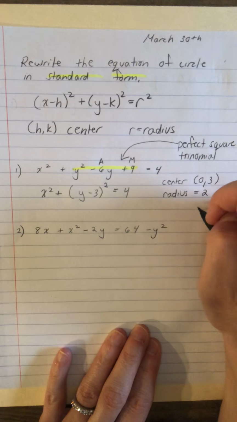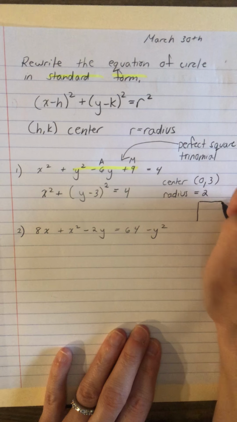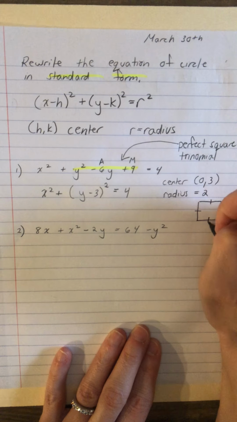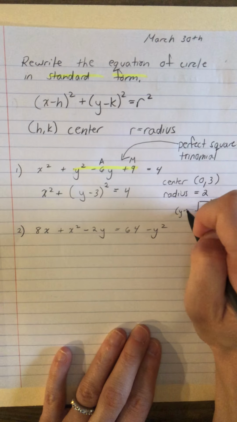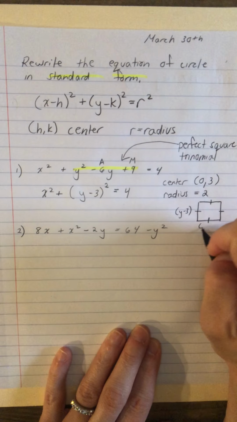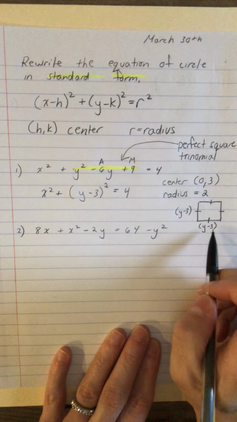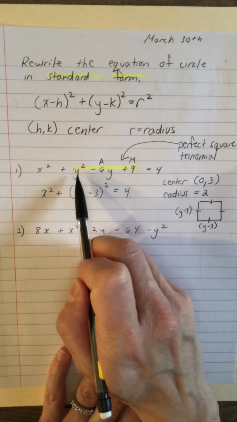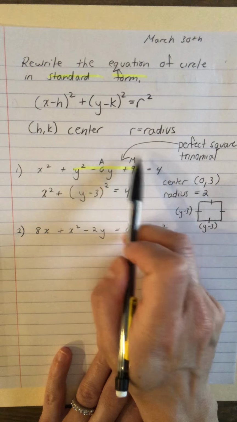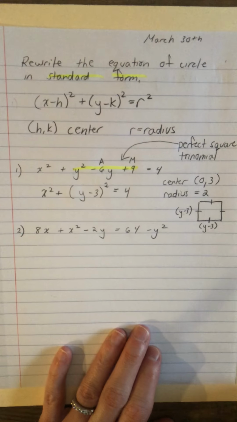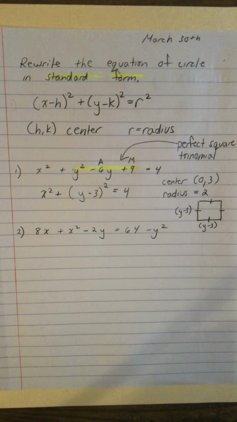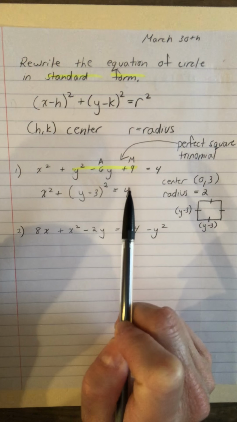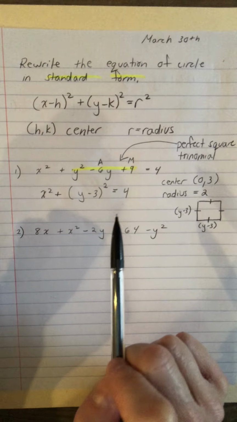And it makes a perfect square because watch, if I made a square and both lengths of the square were y minus 3, the area of that square would be (y minus 3) times (y minus 3), which would be this trinomial right here. So that's why we call it a perfect square trinomial. And in example 1, it worked out perfectly because I gave you the perfect square trinomial within the equation. That is not always going to be the case.